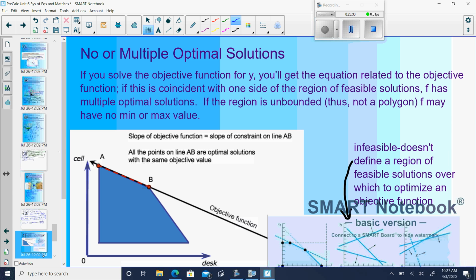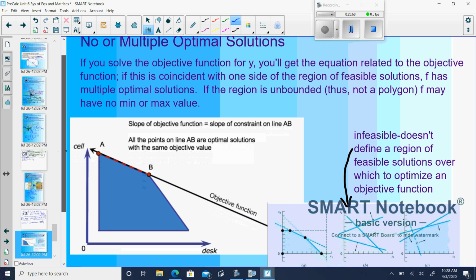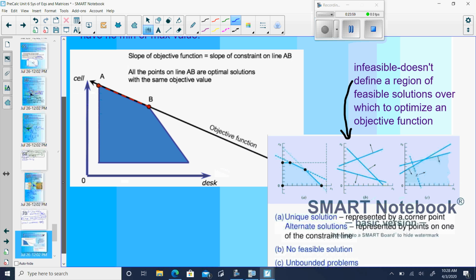All right. Now what about this? No or multiple optimal solutions. If you solve the objective function for y, you'll get the equation related to the objective function. If this is coincident with one side of the region, then f is going to have multiple optimal solutions. If the region is unbounded, i.e. it's not a polygon, then f may have no min or max value.